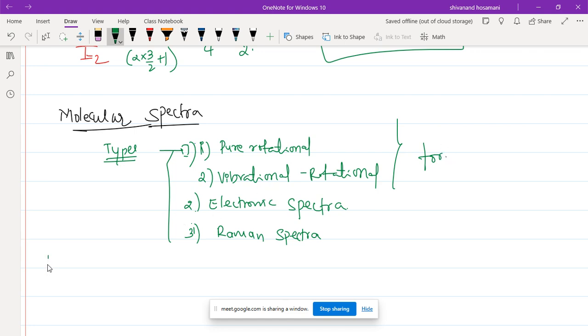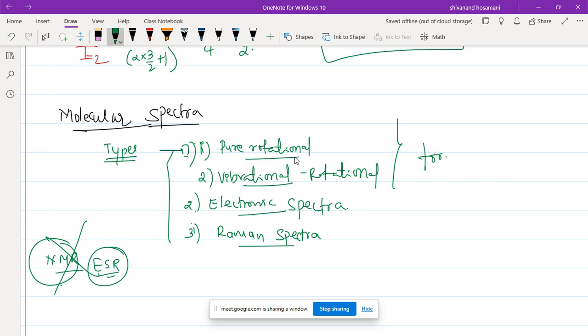Nuclear magnetic resonance comes, and electron spin resonance comes as well, ESR and NMR. We will not discuss these today. We are going to discuss mainly Raman spectra, electronic spectra, vibrational spectra, and rotational spectra.